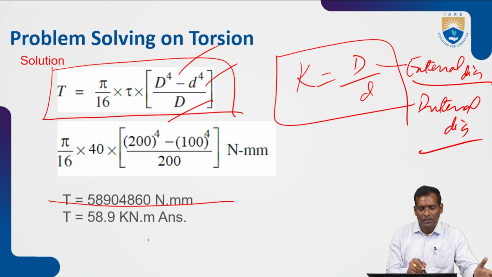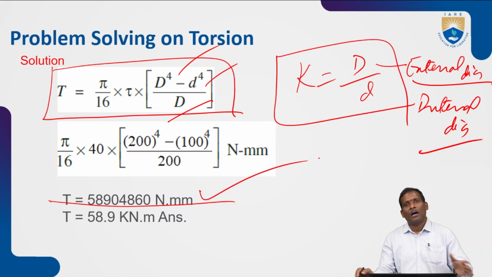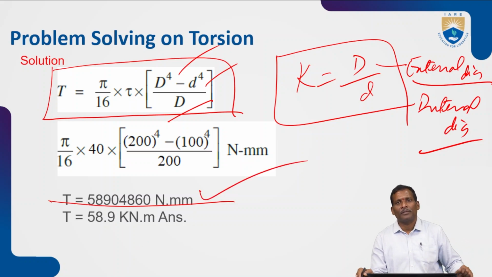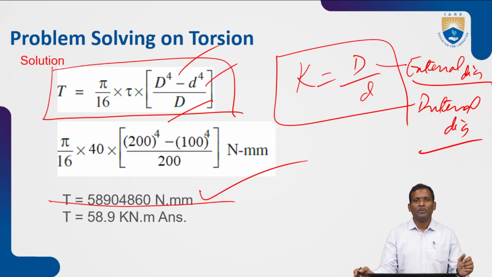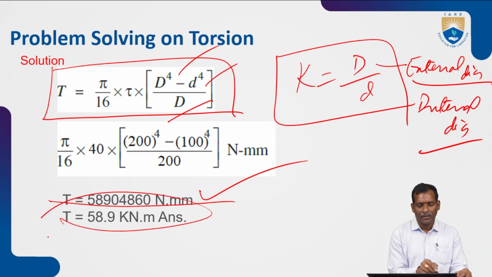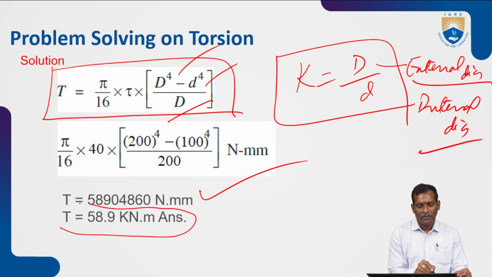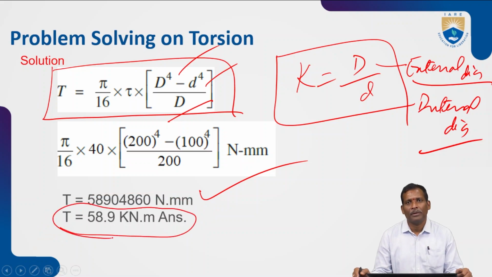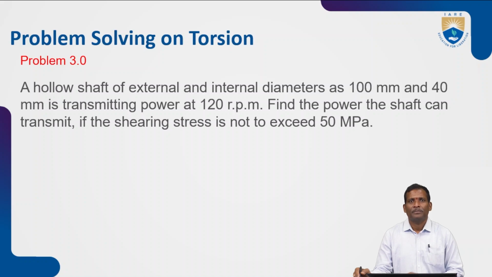So the torque is, after simplification and calculation, you will get T is equal to 58.9 kilonewton meter. So next problem 3.